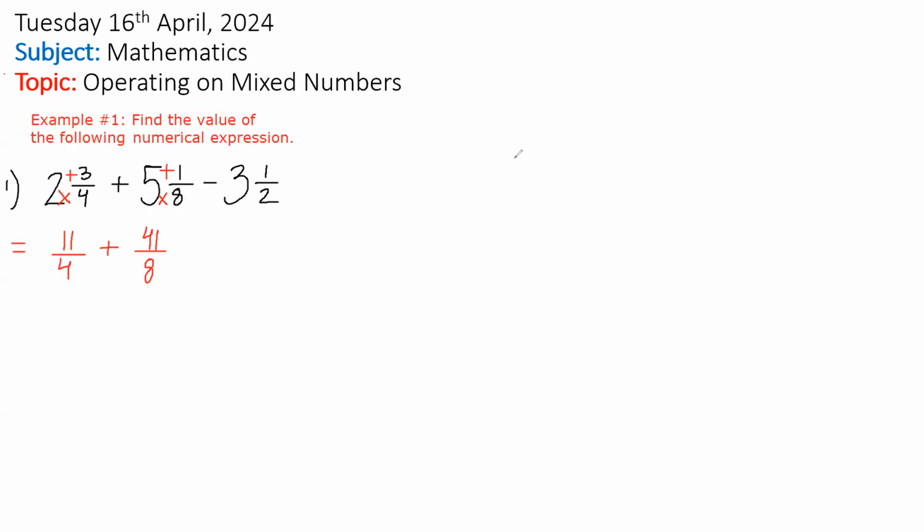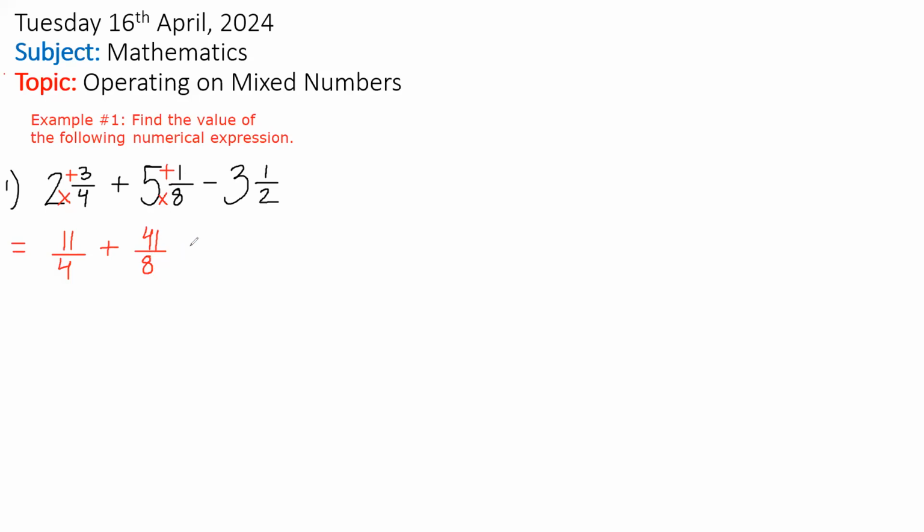So just to repeat how we got our answer, we took 5 and multiplied by 8, and that gave us 40. And we add the 1, which gave us 41 over 8. All right, so that's how we did that first one. So we have 41 over 8.